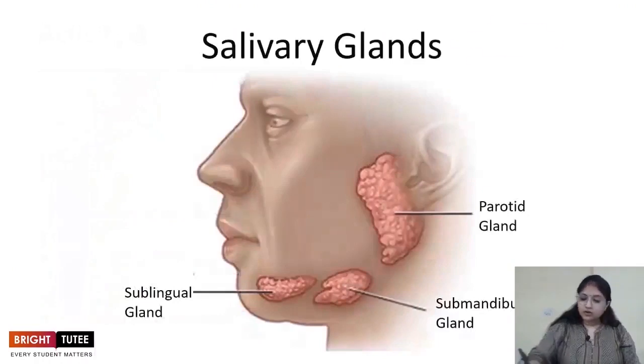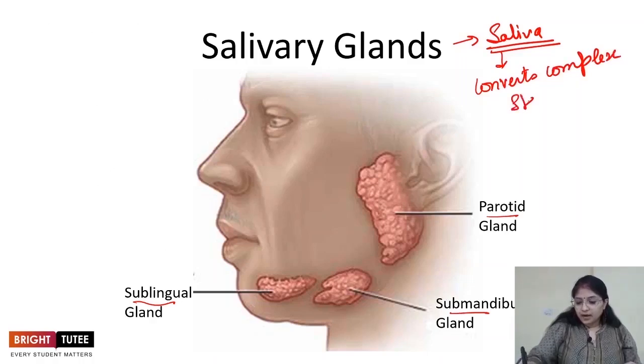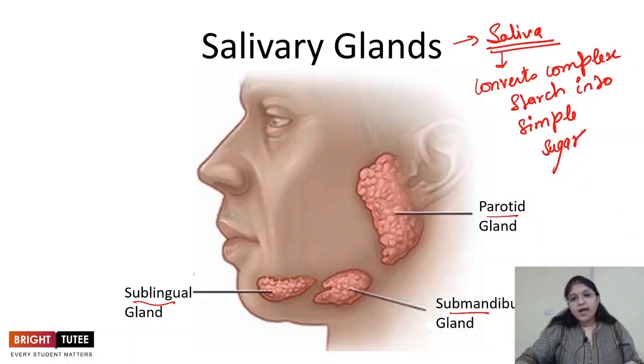So, what is the function of saliva? Saliva converts complex starch into simple sugar, right? And as we know, sugar, when we add iodine, it will not give us any color.